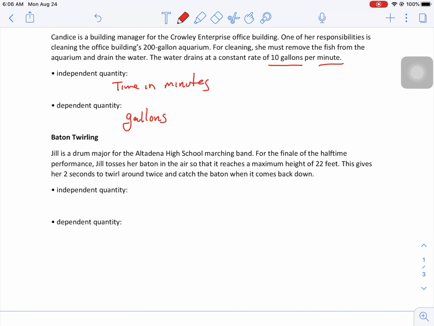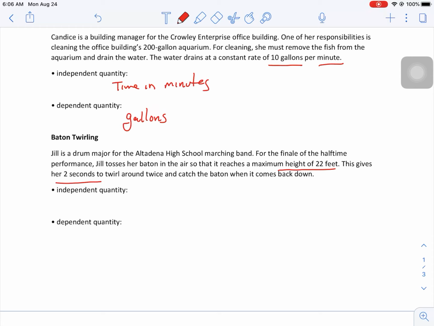Baton twirling. Again, we're going to see time come up here. Jill is a drum major for the Altadena High School Marching Band. For the finale of the halftime performance, Jill tosses her baton in the air so that it reaches a maximum height of 22 feet. This gives Jill 2 seconds to twirl around twice and catch the baton when it comes back down. So we're talking about a quantity of height, and we're talking about seconds.